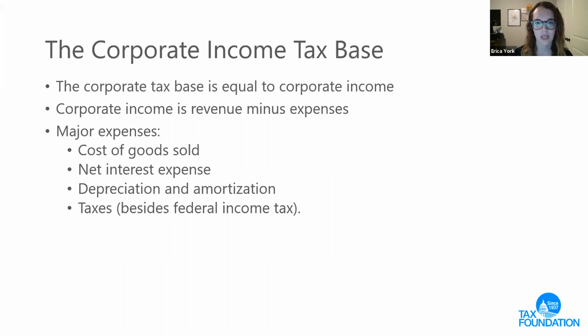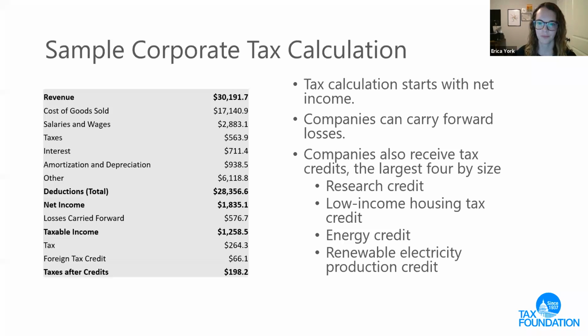However, there are some types of expenses that can't be fully deducted, which gets us closer to an income tax base. So some of the major expenses that receive deductions when thinking about the corporate income tax are the cost of goods sold, interest expenses, depreciation and amortization for capital expenditures, and other forms of taxes besides the federal income tax. So we can go next slide again.